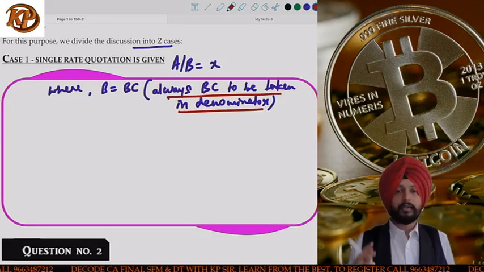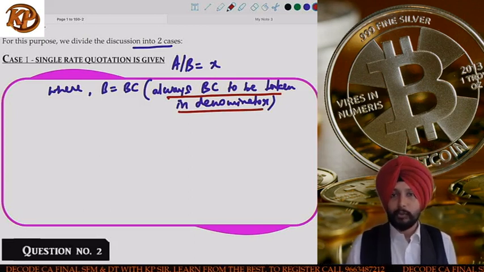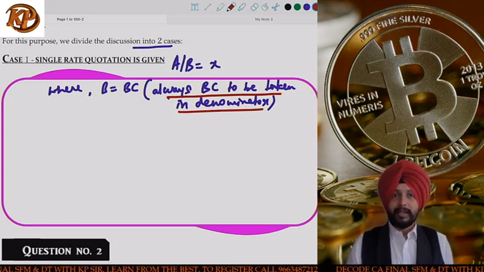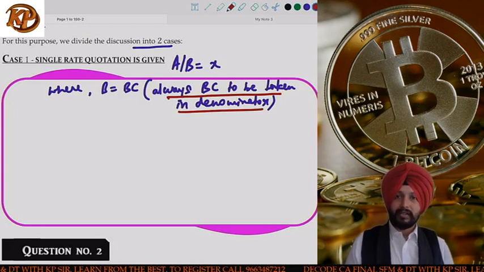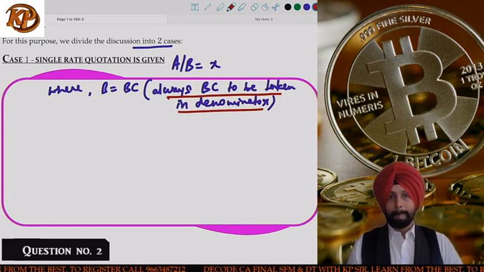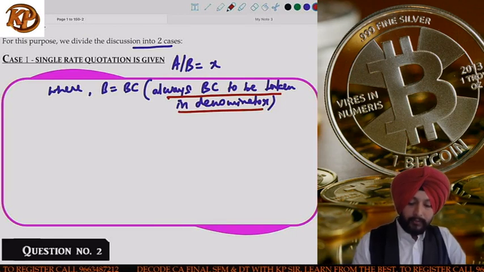That is the only requirement before applying the rules. Always base currency is to be taken in denominator. Okay, now I am writing the rules.